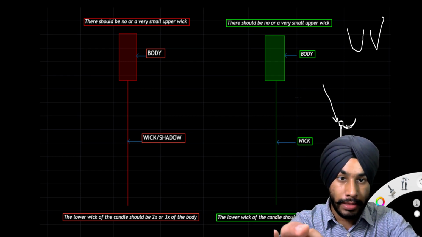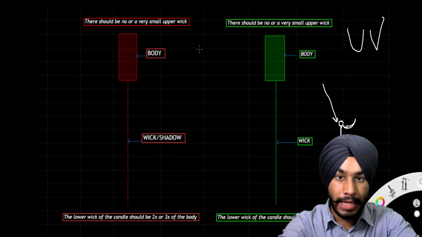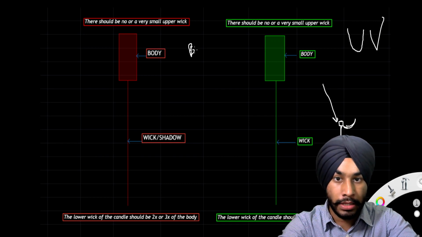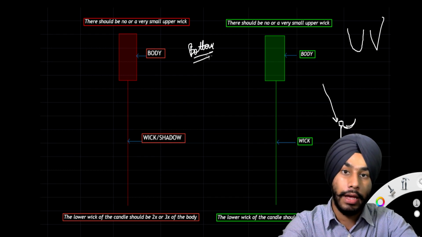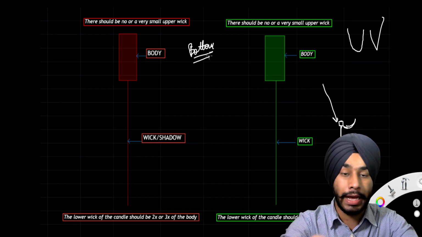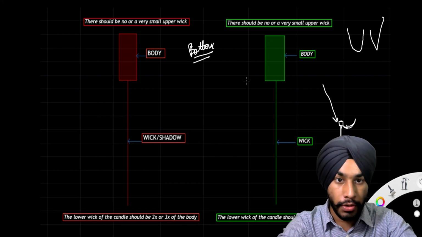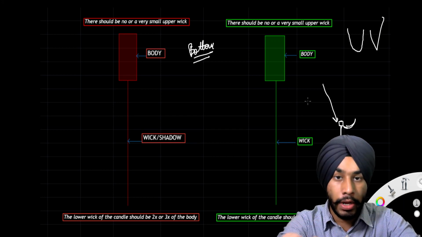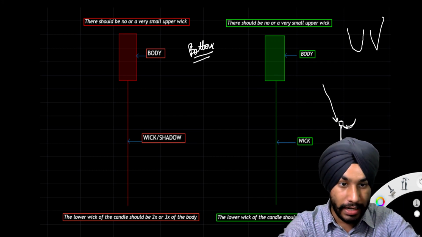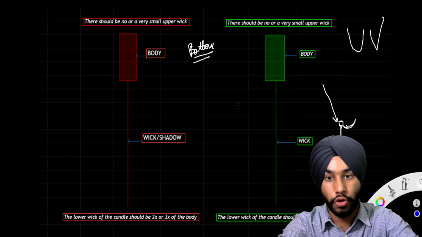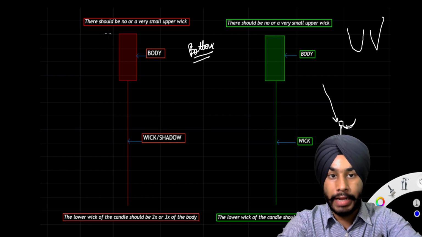When this type of candle appears at the bottom, we will call it a hammer pattern. Now we'll understand the dynamics of these candlesticks. Dynamics समझते हैं. चलो, let's talk about the red candle.